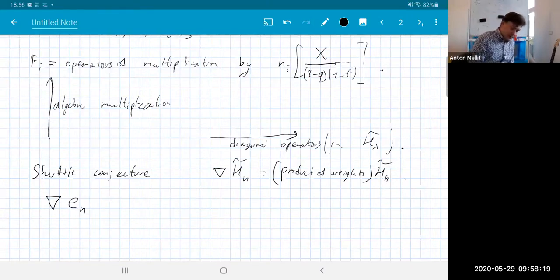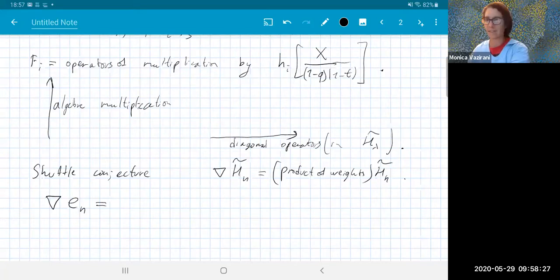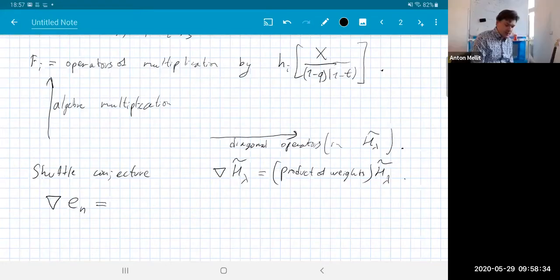Okay, so what does the shuffle conjecture say? It tells you the formula for this expression, where En is just the elementary. Oh, we want H lambda instead of Hn. H lambda, sorry. Yeah. And then it tells you that this expression is a sum over Dyck paths.